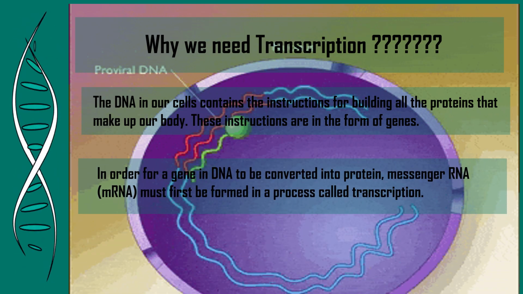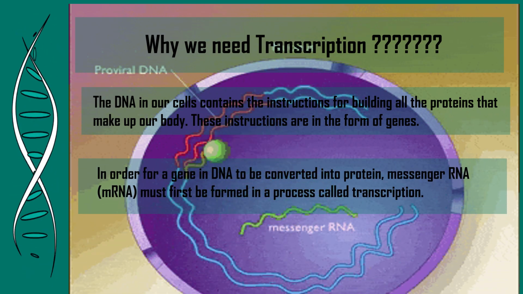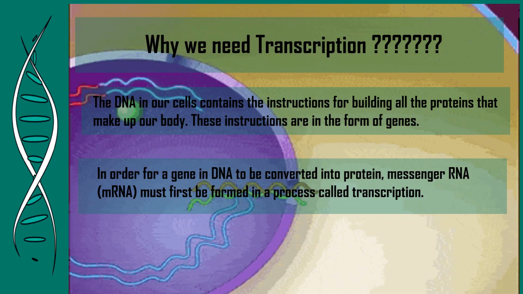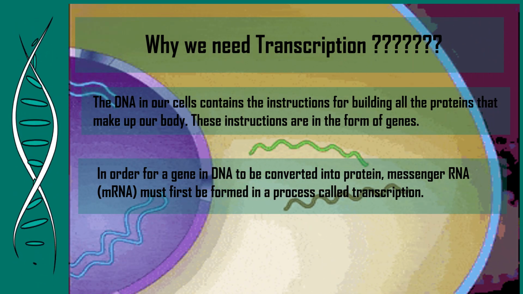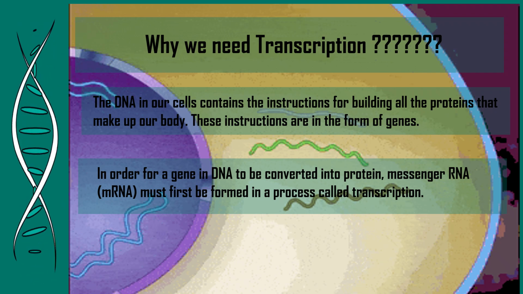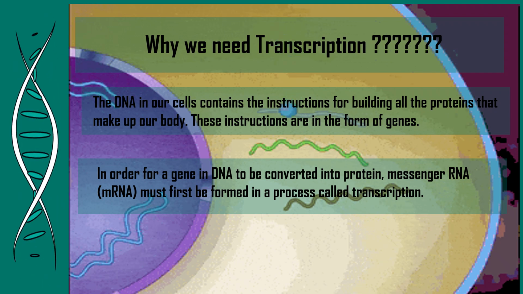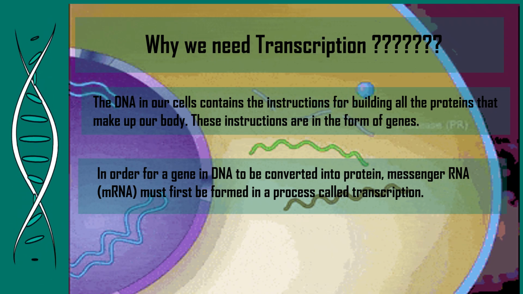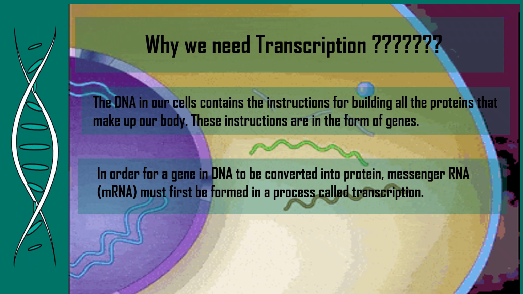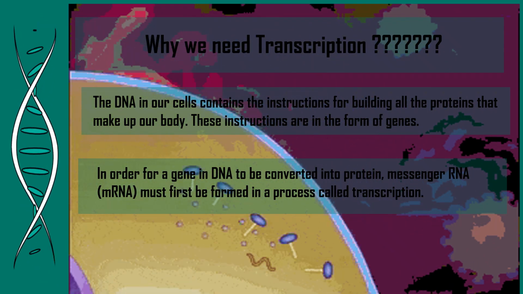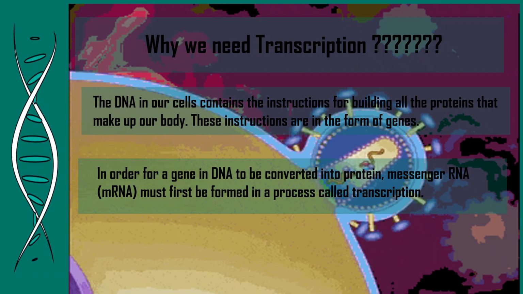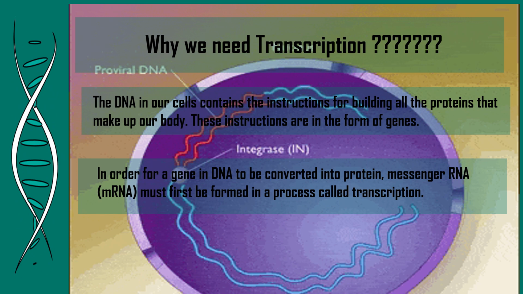In order for a gene in DNA to be converted into protein, a process is required by which the code is carried from the DNA for protein synthesis. For the synthesis of RNA, this process is known as transcription. In transcription, the code is carried from the DNA in the form of messenger RNA, and this messenger RNA is then taken to the ribosomes for the synthesis of proteins. The formation of messenger RNA is known as transcription.